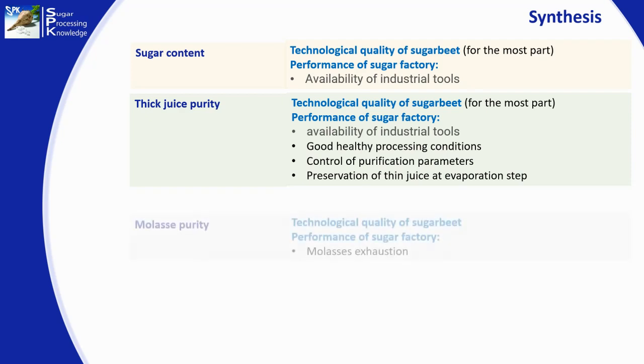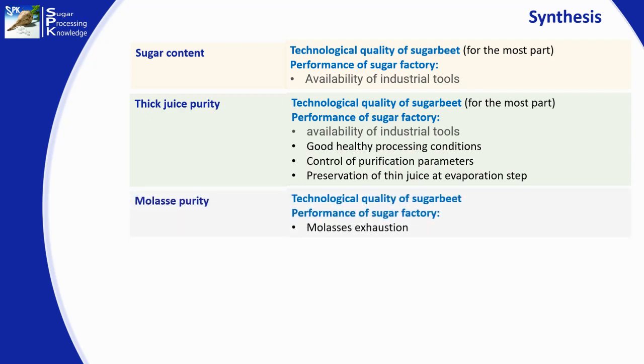The third parameter is molasses purity. It is impacted by the technological quality of the sugar beet, and by the performance of the sugar factory. A good molasses exhaustion will allow us to recover the maximum of sugar in molasses.